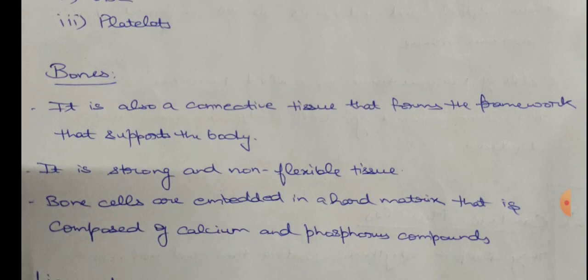Third point, bone cells are embedded in a hard matrix that is composed of calcium and phosphorus compounds. Very important. The bone cells are embedded in a hard matrix, the matrix that is hard, and it is composed of mainly calcium and phosphorus compounds. Clear, students? Now let's take a look at ligaments.